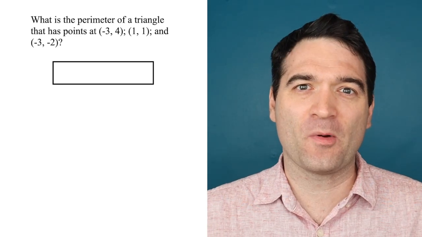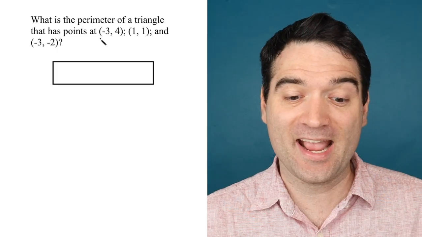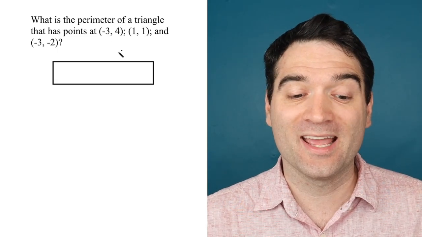Here's a GRE geometry question. Let's take a look. What is the perimeter of a triangle that has points at (-3, 4), (1, 1), and (-3, -2)?